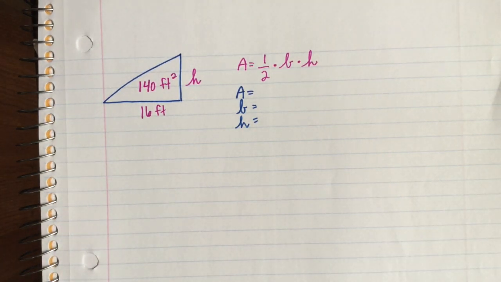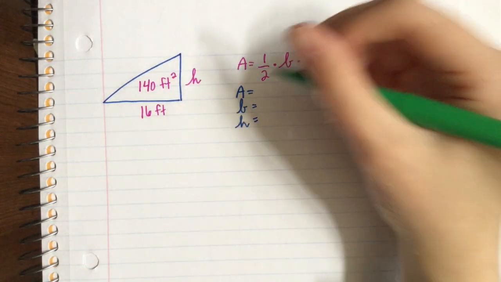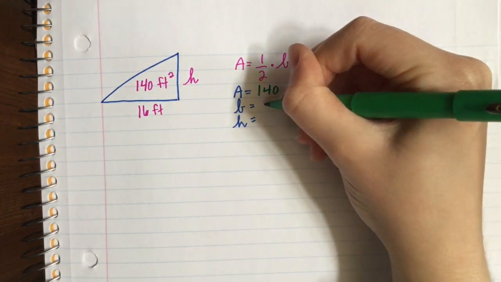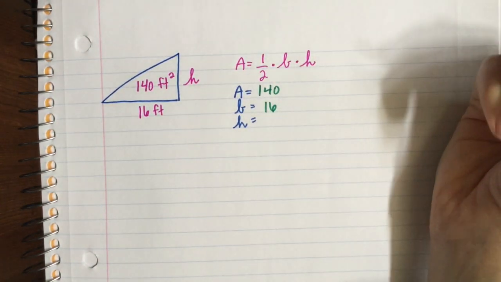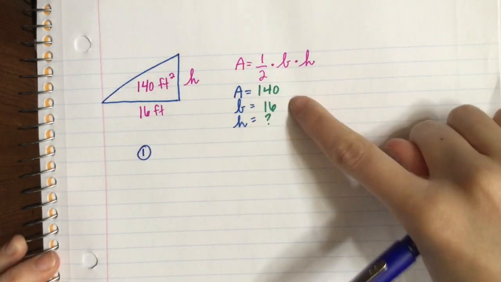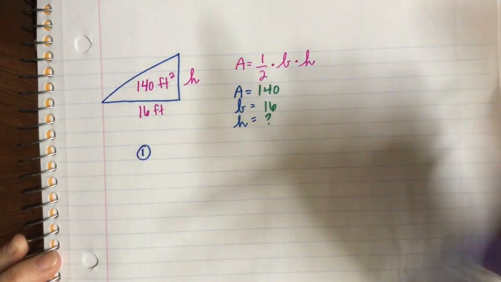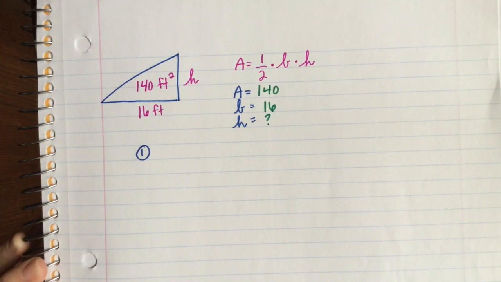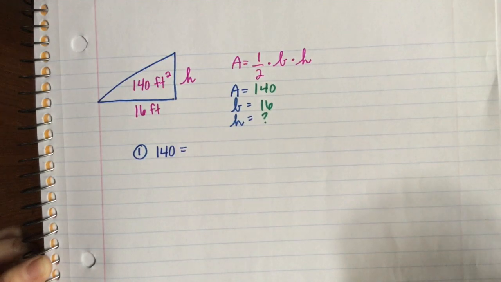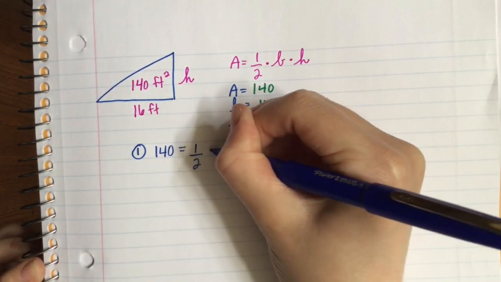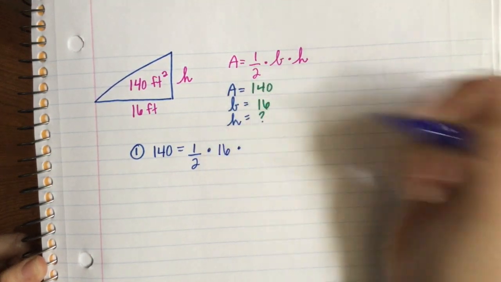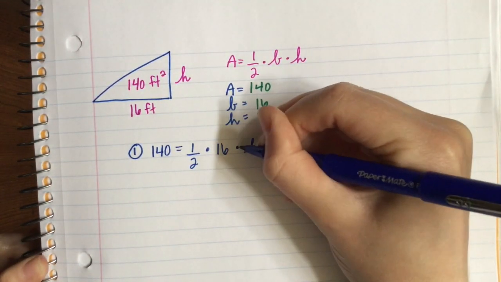Now we're going to pull out all the information that we do know. Our area we know is 140. We know our base is 16, and our height we do not know. First step, we are plugging all this information into our formula. So our area is 140. We keep our 1/2 times our base, which is 16, times our height, which we do not know.